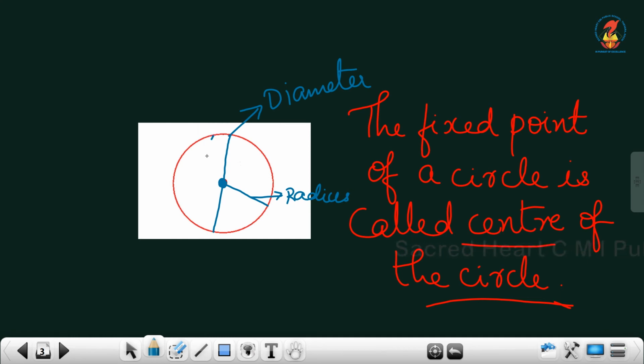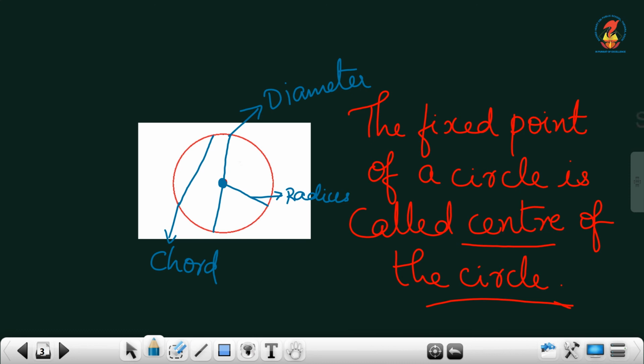Now what about chord? Chord means what? It's a line segment joining any two points on the circle. This is a chord, and we can say that diameter is the longest chord of the circle. And what is next thing we studied? Circumference. Circumference means the length of the boundary, or you can say perimeter. The length of the boundary is known as circumference of the circle.